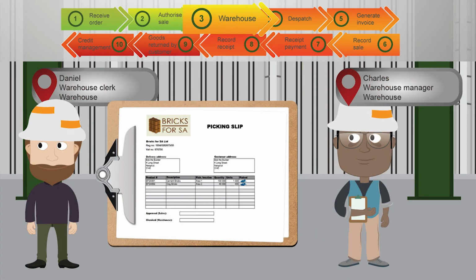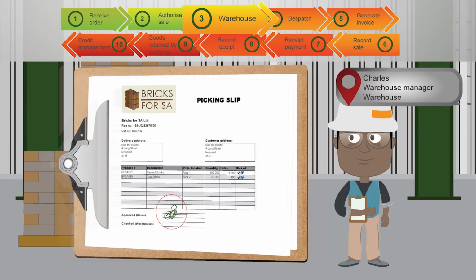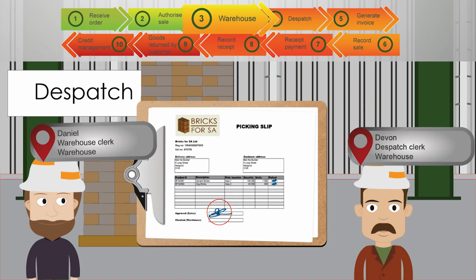During the third step, warehouse, the warehouse clerk Daniel picks the goods as listed on the picking slip and initials next to each item as it is picked. He then hands the goods to Charles, the warehouse manager, together with the picking slip. Charles checks that the goods match the items on the picking slip and signs the picking slip to show it has been checked. He then hands this back together with the goods to Daniel. Daniel hands the goods to the dispatch clerk Devon together with a copy of the signed picking slip. The original picking slip is kept on file in the warehouse for reference purposes.